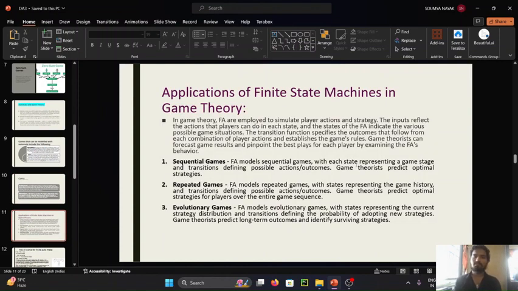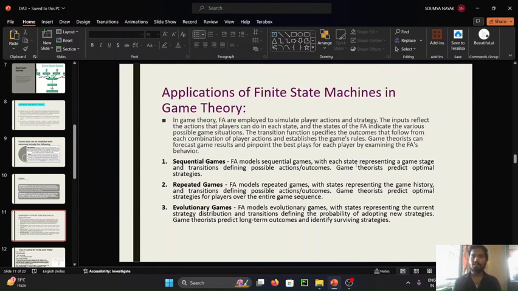Now, what is the application of finite state machines in game theory? So here comes the topic of how we can apply finite state machines or finite automata in game theory. In game theory, finite automata are used to simulate clear actions and strategies. The inputs reflect the actions the player can take in each state. The states of the finite automaton indicate the various possible game situations. The transition function specifies the outcomes that follow from each combination of player actions and establishes the game rules. Game theorists can forecast the game results and pinpoint the best strategy for each player by examining the finite automaton's behavior.